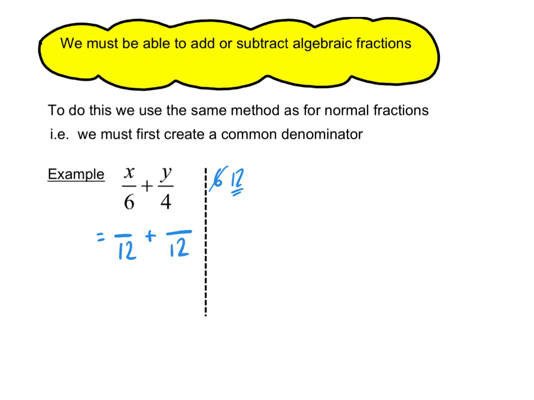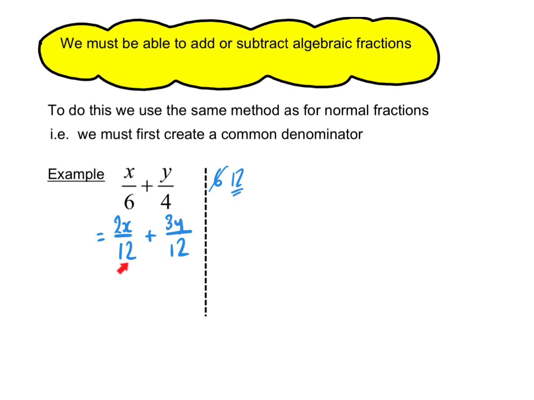The next thing I have to do is work out what did I have to multiply the bottom number 6 by to turn it into the new denominator of 12, and then repeat that process with the top. So I have to multiply 6 by 2 to get 12, so I need to multiply the top by 2 as well to keep those fractions equivalent to each other. So 2 times x is 2x. On this one, again, what do I need to multiply the 4 by to turn it into this new denominator of 12? I will have to multiply that by 3. Because I've multiplied the bottom by 3, I have to multiply the top by 3. So 3 times y will be 3y.